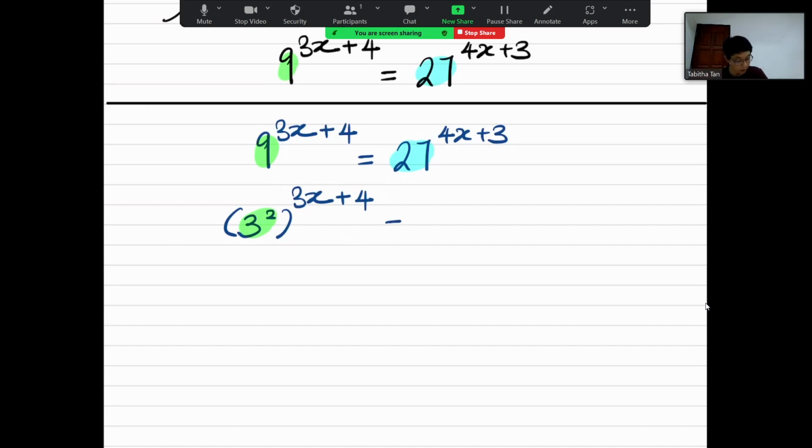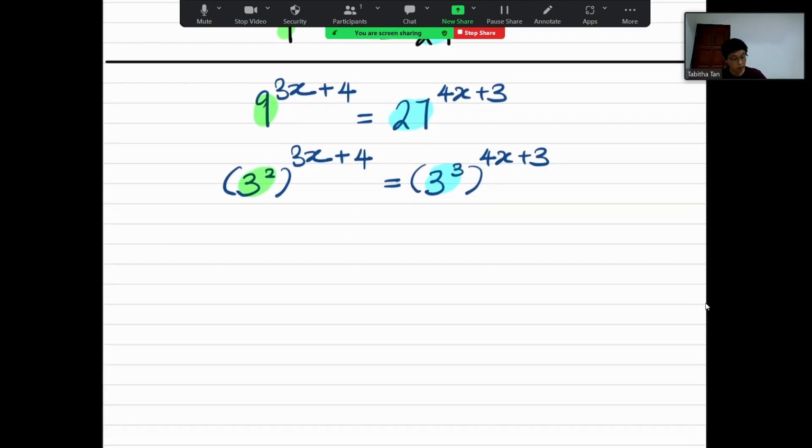Now the same way for that 27, what base of 3 to the power of what gives 27? If you are familiar with the list of cubes, then you know that 3 cubed gives us 27. So we're going to put 3 cubed there, and this is our 27. And now the original index, we just paste it here. Okay, that's all. Then now we're going to use the rules that we used just now.